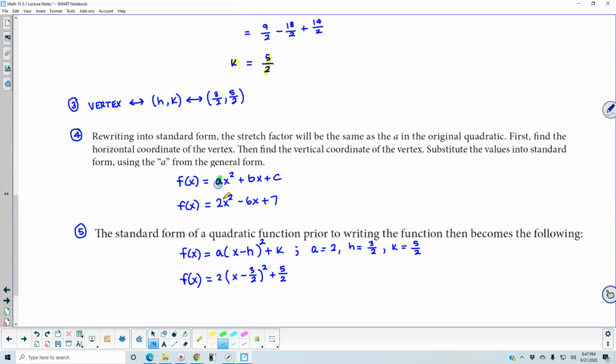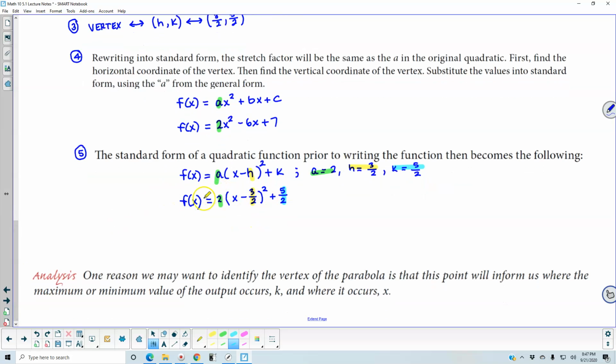So we're rewriting again that function over here. So a is equal to 2. And we know that h is 3 over 2. And we know that k is 5 over 2. So we're going to plug that in. So now we know that a in our standard form is 2. x minus, we know that h is 3 over 2. And we know that k is positive 5 over 2. And so therefore, there is our standard form of this quadratic function.